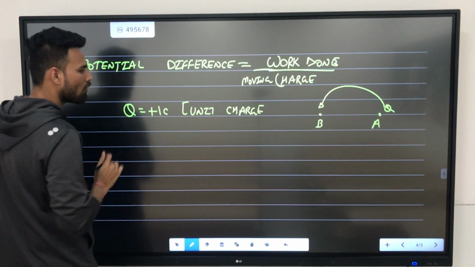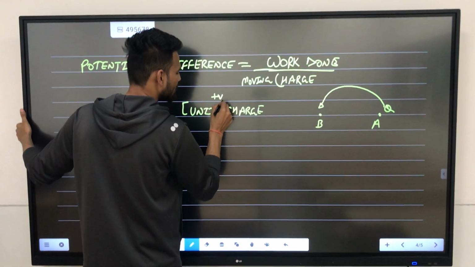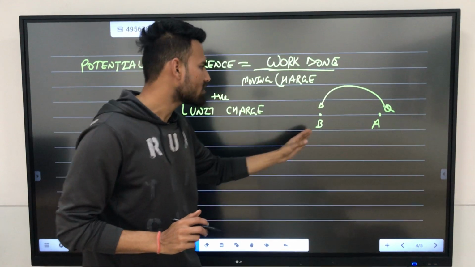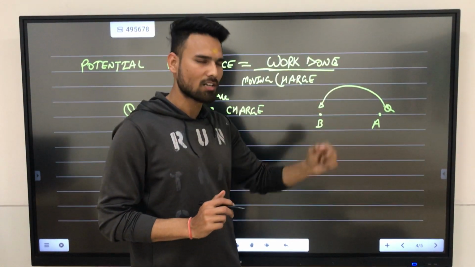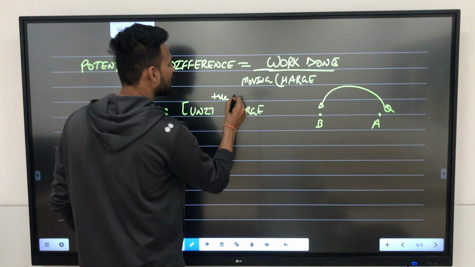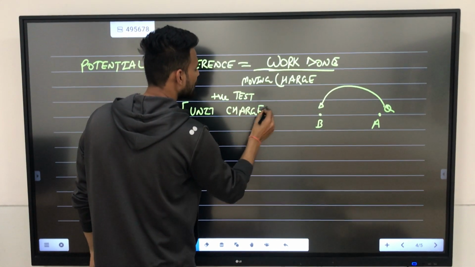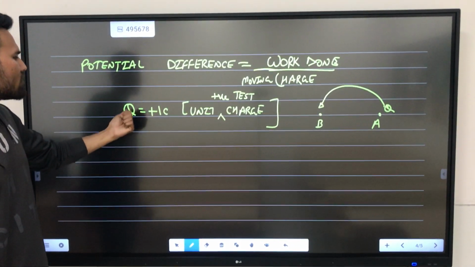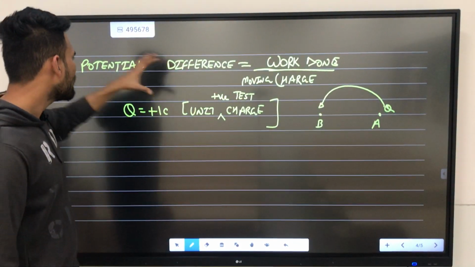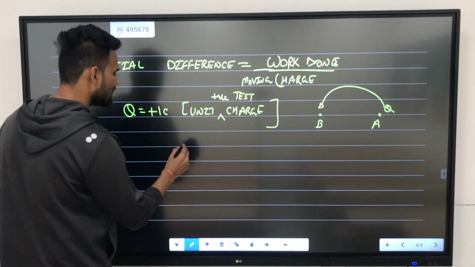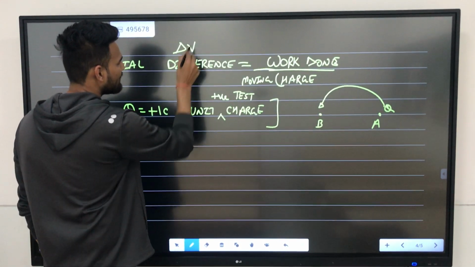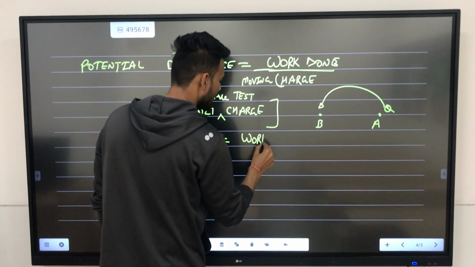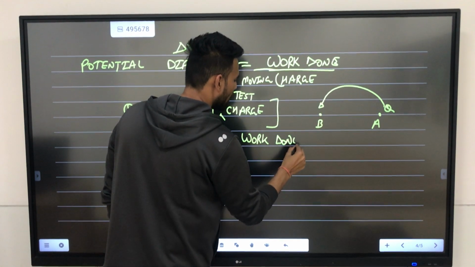And what is its polarity? Positive. So it is a unit positive charge. And we are testing something, we just want to know the amount of work done. So it is basically called a unit positive test charge. Now, suppose the charge is plus 1 coulomb. The potential difference is defined as delta V, so delta V is equal to the amount of work done per unit moving charge.